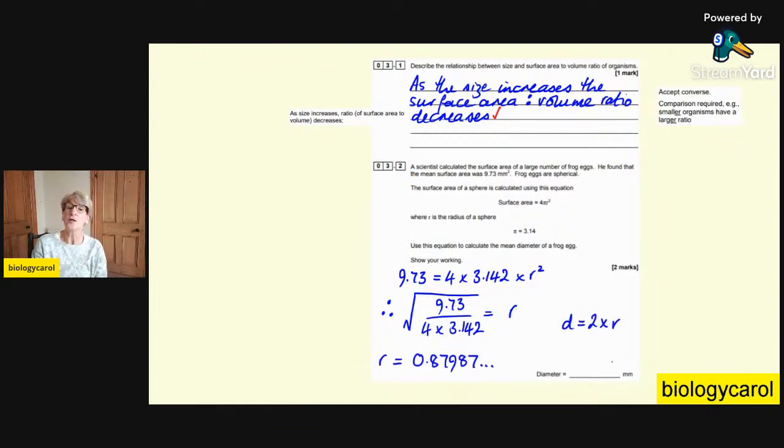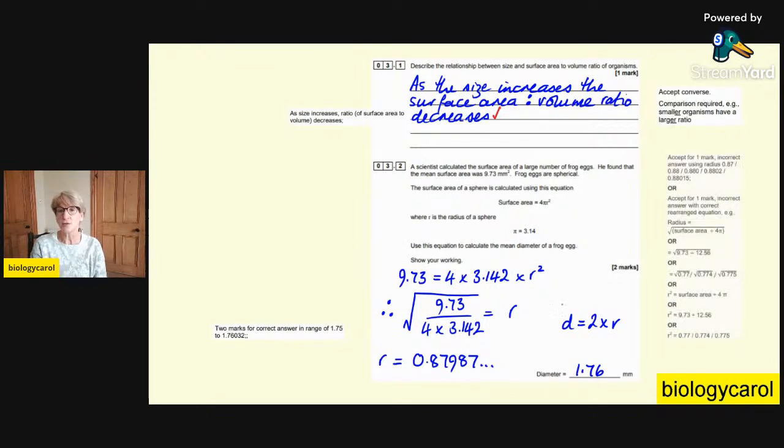And therefore, the diameter is 1.76 millimeters, which is what they were happy with. And you're given a range because it depends what value of pi you use. And here is the gubbins that gives you lots of other ways of getting a mark if you didn't get the right answer.